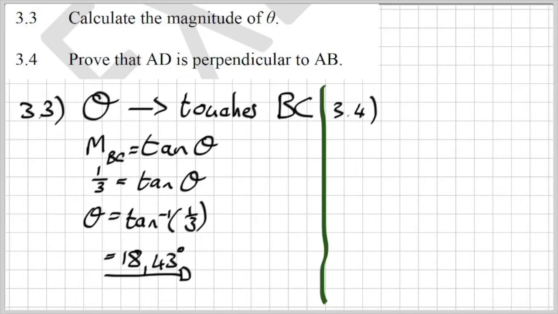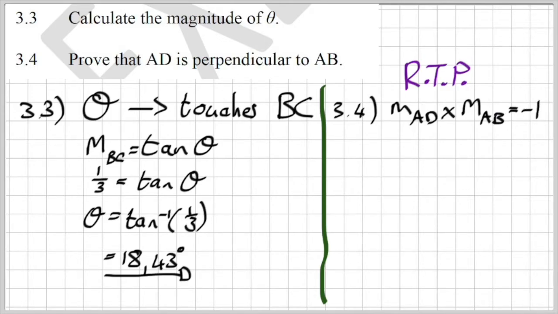Question 3.4 says, prove that AD is perpendicular to AB. So my question that I want to ask you is, how do we do it? We do perpendicularity by saying the gradient of AD times the gradient of AB is -1. Grade 11s, that's what we need to prove. I can't assume it, I can't say it is equal to -1. I have to prove it. So how do I prove it?